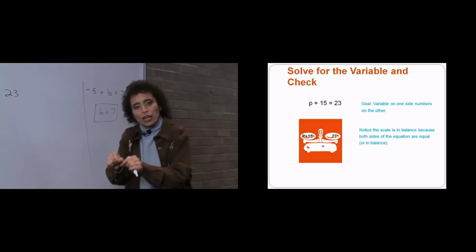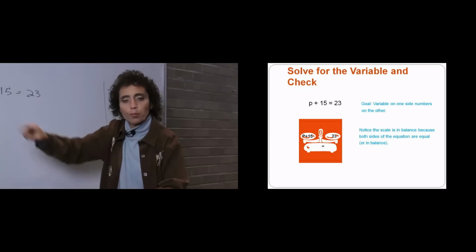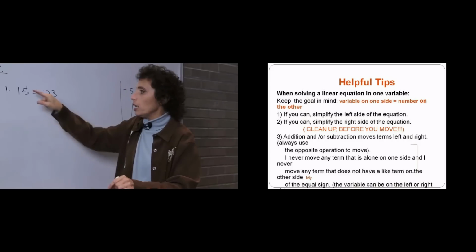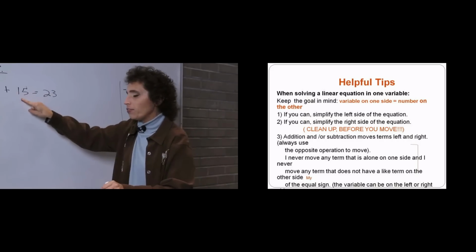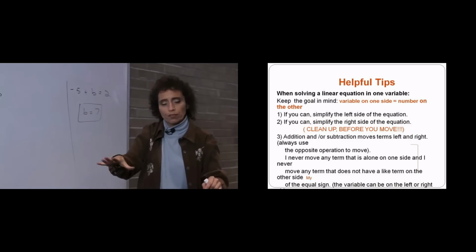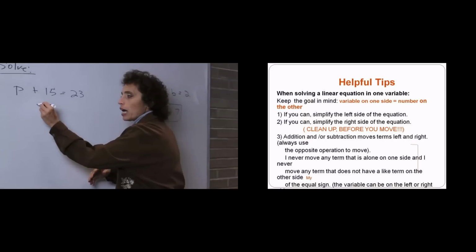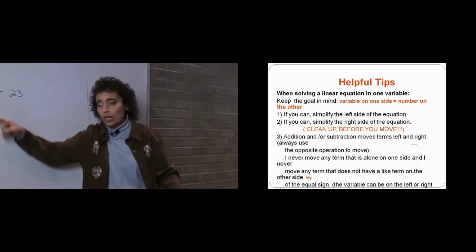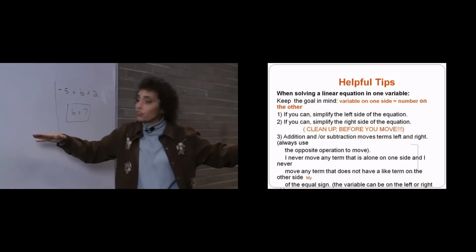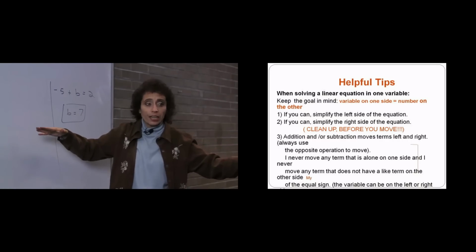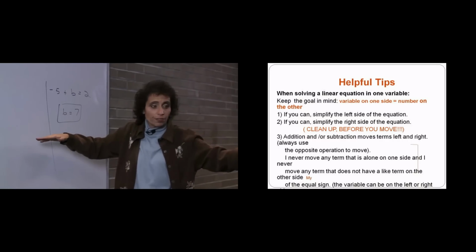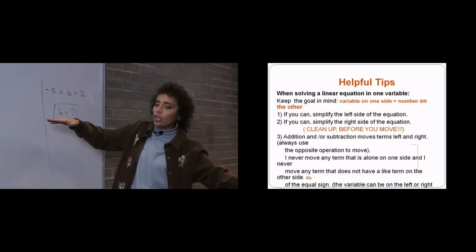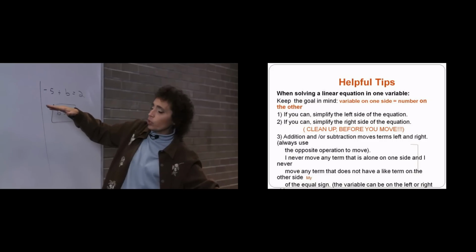The way to get rid of things attached to a variable is to do the opposite operation. The opposite operation of adding 15 would be to subtract 15. So I'm going to do the opposite operation. But if I do the opposite operation to that side, then watch what happens. If I have a scale and I subtract 15, and here's p plus 15, and I subtract 15, that means this side is getting less, but this side, well, I'm starting to tilt.